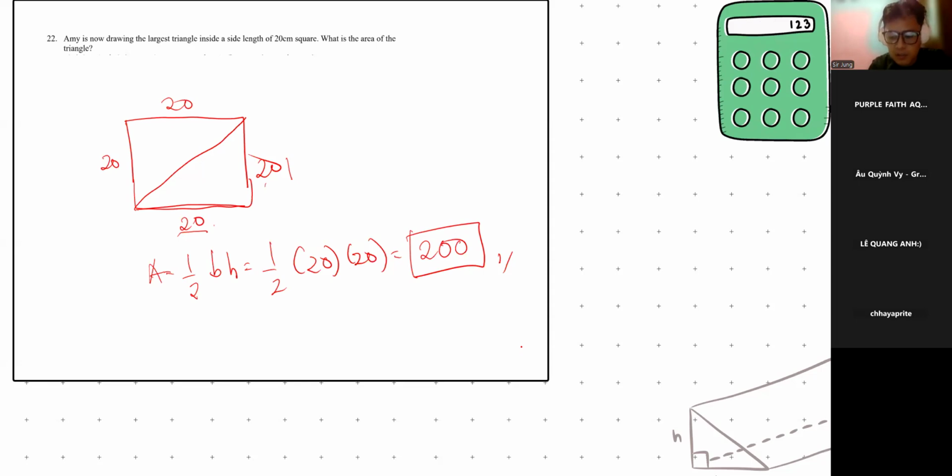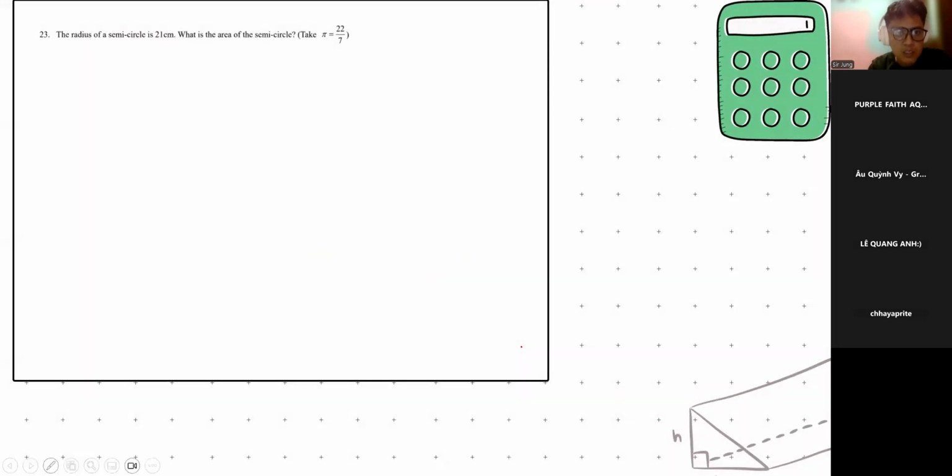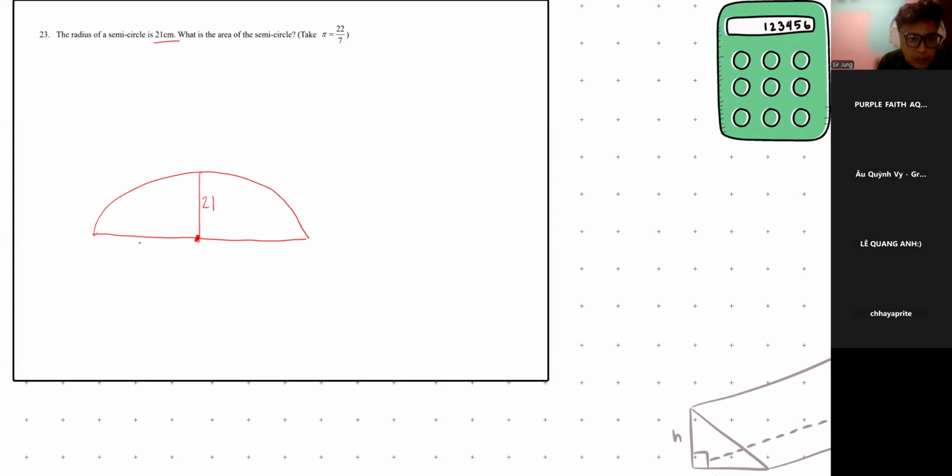Any questions? So if none, we'll proceed to number 23. The radius of semicircle is 21 cm. What is the area of the semicircle? What is a semicircle again? Semicircle is half of a circle. Okay? So we have a radius of 21. This is 21. This is also 21. Right?